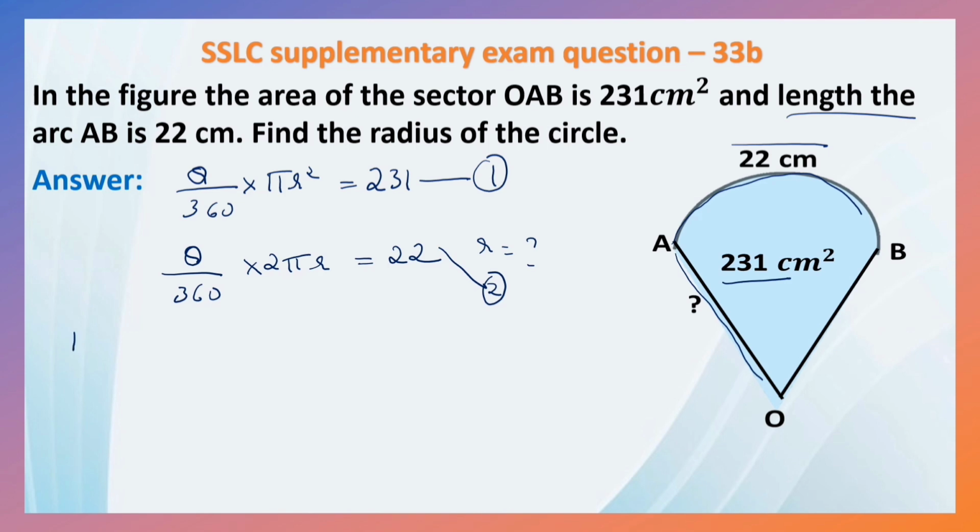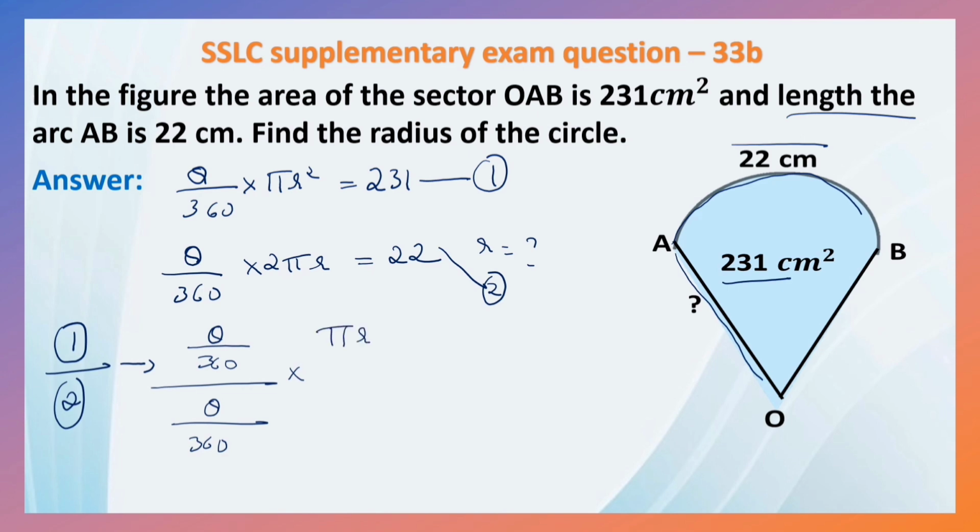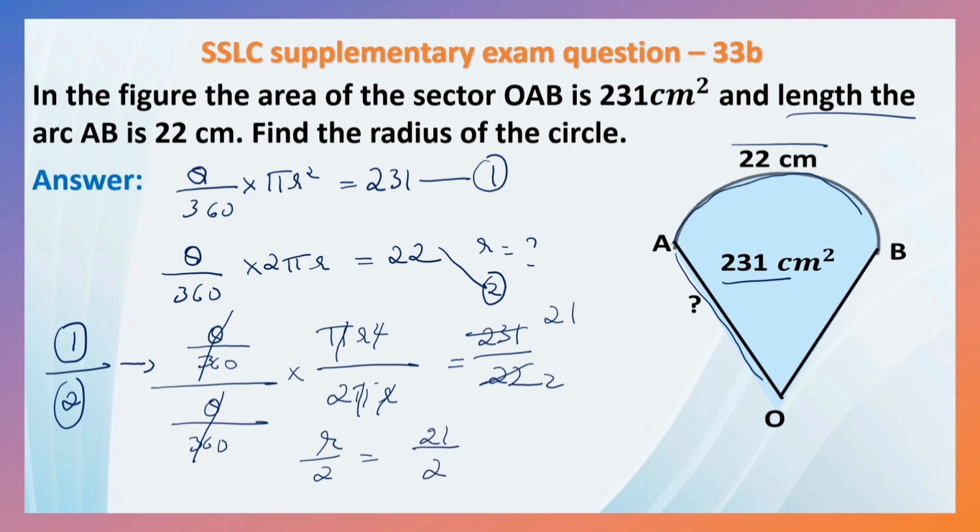Now let this be equation 1 and this be equation 2. Now let us divide 1 by 2. That is theta by 360 upon theta by 360 into pi R square upon 2 pi R. Here this and this get cancelled, this and this get cancelled, so R by 2 is equal to 231 upon 22. 11 2s are 22, 11 21s are 231. So R by 2 is equal to 21 by 2. Here 2 and 2 get cancelled. It implies that R is equal to 21. So the radius is equal to 21 centimeter.